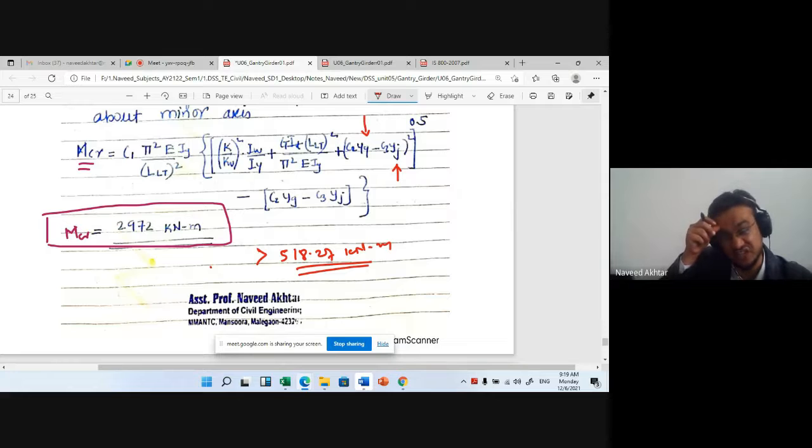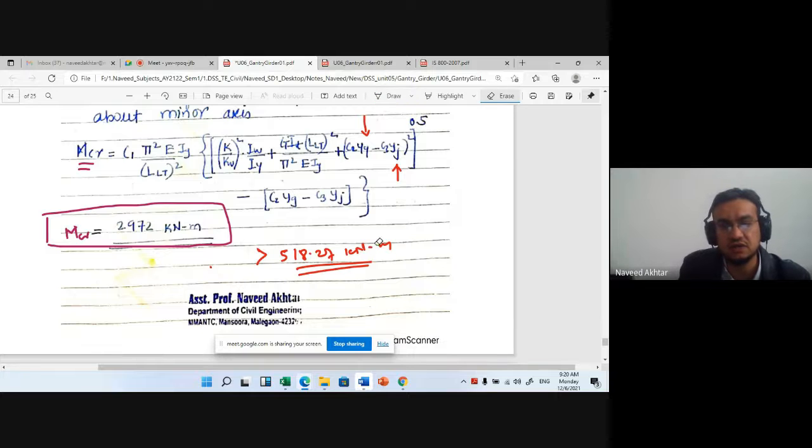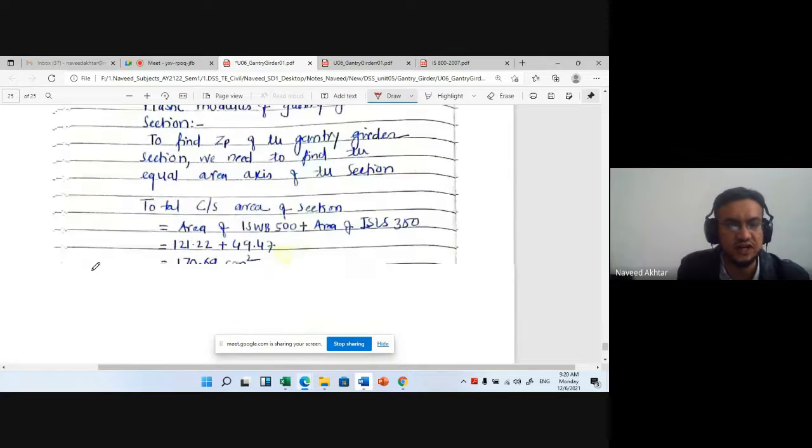You have to check for deflection also, and also you have to find out the plastic modulus of the integrated section. So to find out that MD, you have to find out based on this MCR value. So MCR is not the criterion for checking this moment. So the moment MD we still have to find out. So for that you have to find out the plastic modulus.